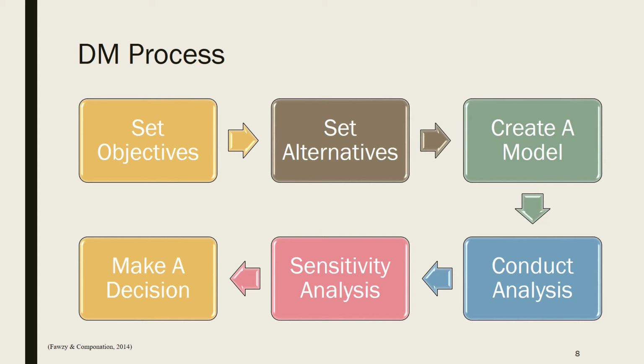So the process in general starts by setting the objectives: what you want to achieve, what you want to solve, what is the problem that you want to solve by achieving certain objectives. And after that, we already identified the problem and the things that we need to achieve as the objectives. So we will move to the second step, which is setting the alternatives. What is the range of feasible options? What are the feasible solutions for this problem?